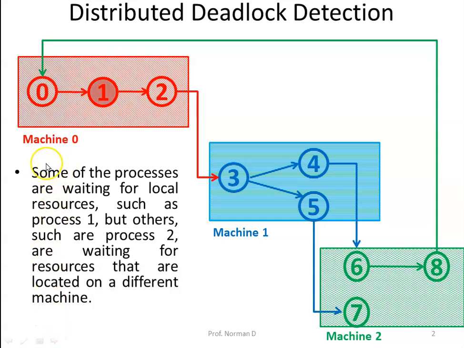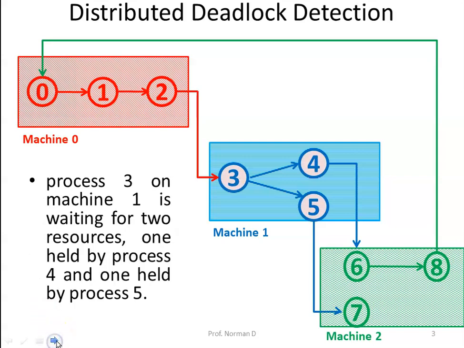Now here we have three machines, machine 0, machine 1 and machine 2. On machine 0, there are three processes. We are not showing the resources. Here also there are three processes, and on machine 2 also there are three processes. Now on machine 0, some of the processes are waiting for local resources, such as process 1 is waiting for resources which are held by process 2 on machine 0.